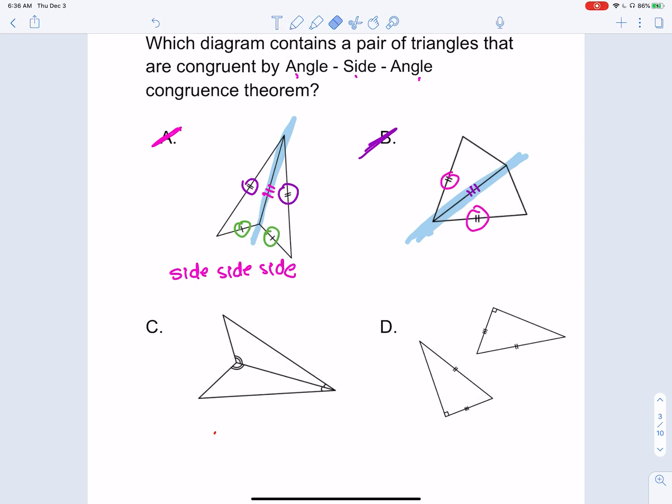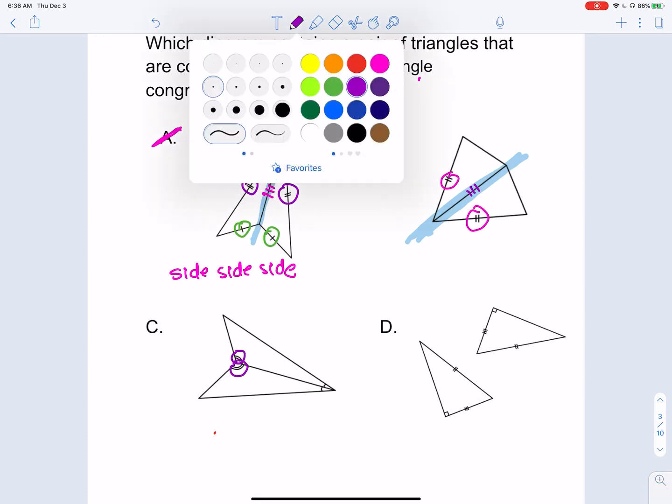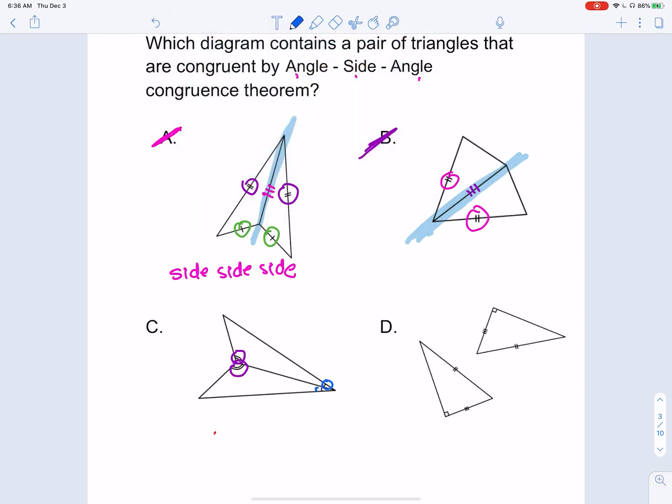If I look at C, I know this angle is the same as this angle, and this angle is the same as this angle. And then we also know that this line right here is going to be the same. So what theorem can I use to say these two triangles are the same? Very good. It's angle, side, angle. So this may be my answer. It matches, so I'm gonna put a little question mark. Maybe I'm gonna check D just in case.